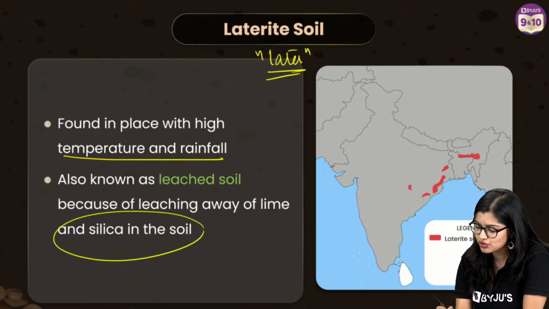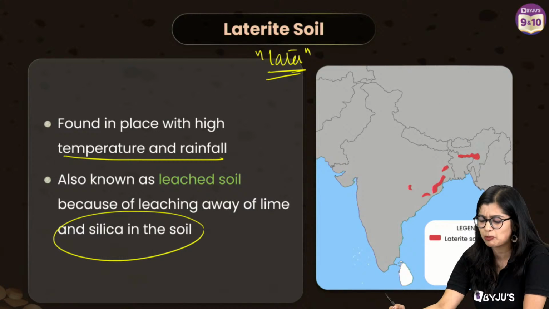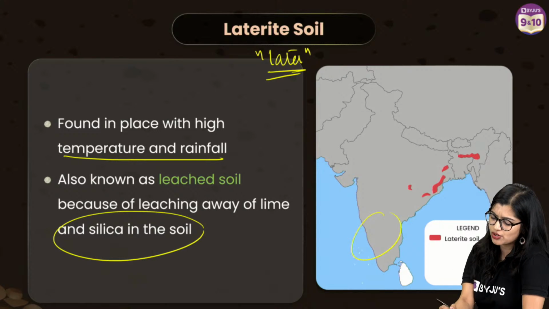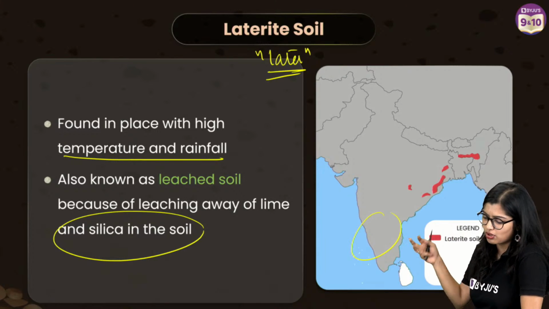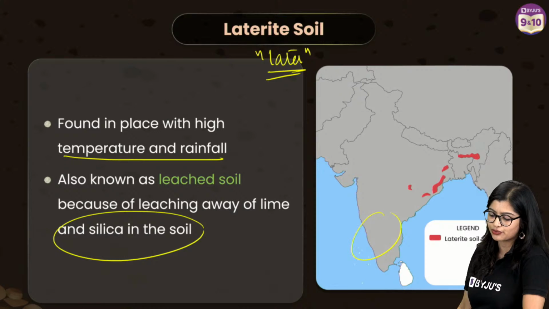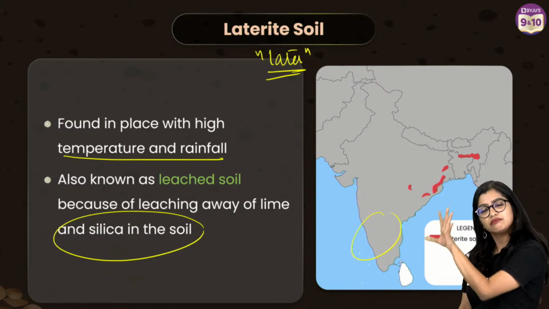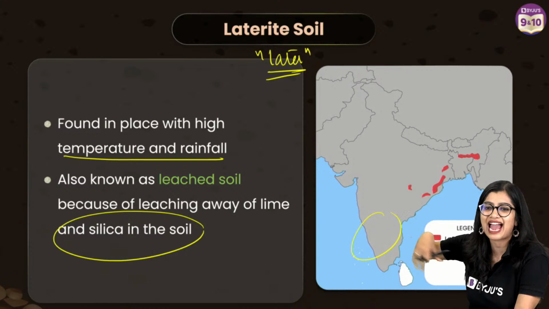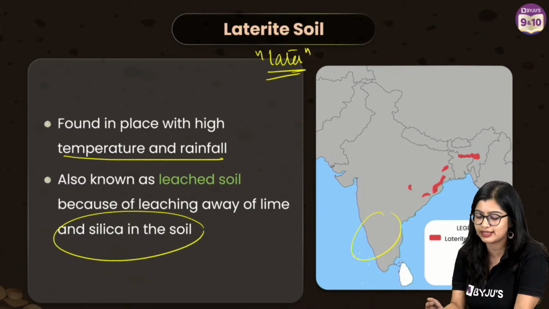Now if you look at the distribution of laterite soil, it's very sparse. It's not like it is found everywhere. First and foremost, we find it in some parts of Karnataka, some parts of Kerala, and also in some parts of the northeastern region. It looks very scattered all over the place. That is your laterite soil.